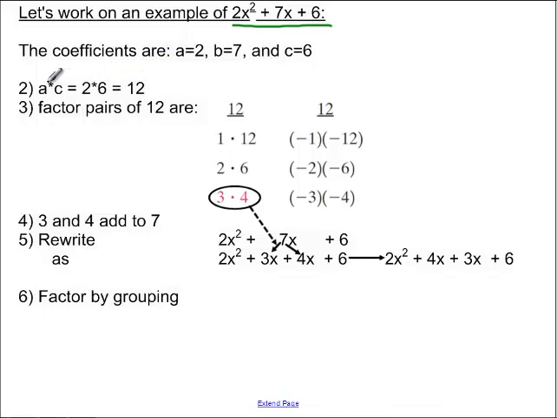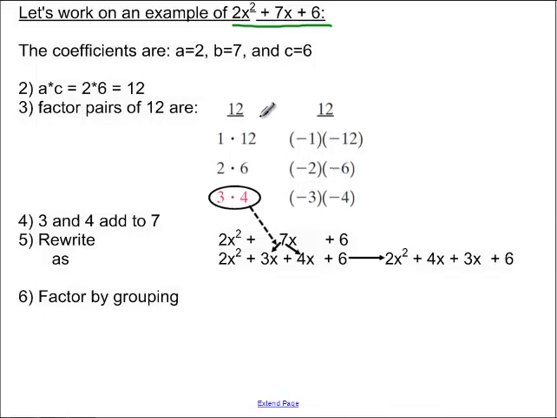Step number 2 is find the product of a times c. What's a times c? A is 2, c is 6, ac is 12. Step number 3 is find the factor pairs of 12. Factor pairs of 12 would be 1 times 12, 2 times 6, 3 times 4, which multiply together to get us 12. 1 times 12 is 12, 2 times 6, 3 times 4, and also you could take a look at the negative numbers as well. -1 times -12 gives me 12, and the negative numbers over here as well.